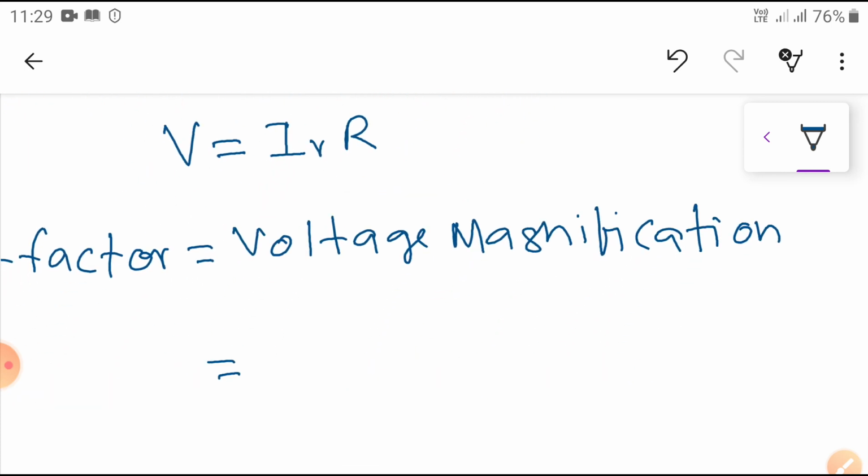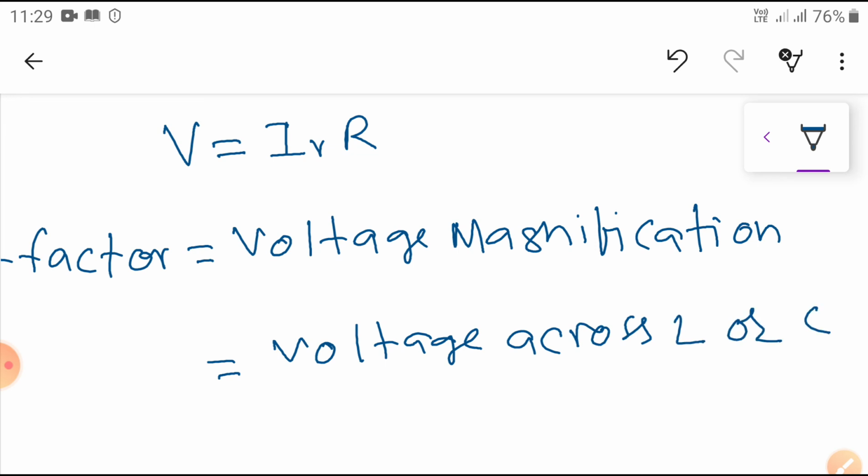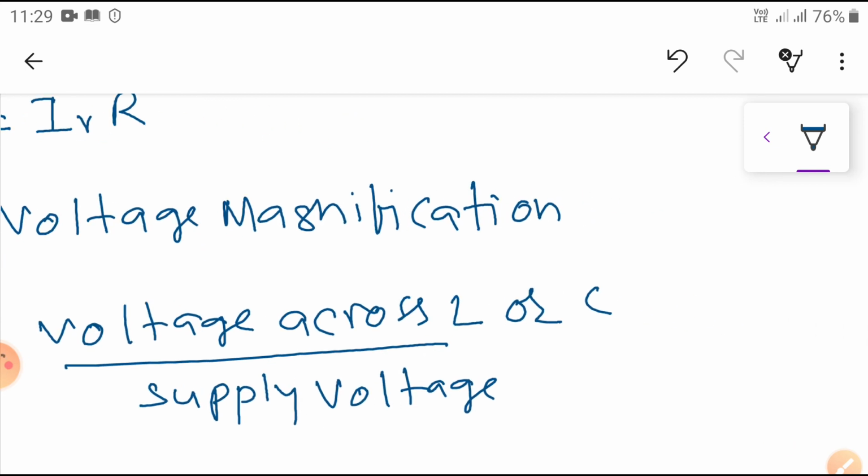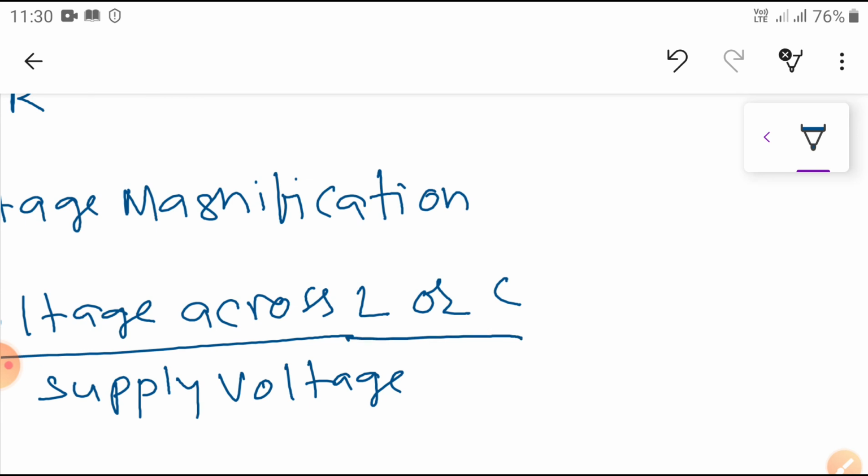That is equal to the voltage across L or C divided by the supply voltage. Okay, so that is the Q factor. It is the ratio of the voltage across the inductive circuit to the supply voltage. From this I can write a simple equation, dear students.